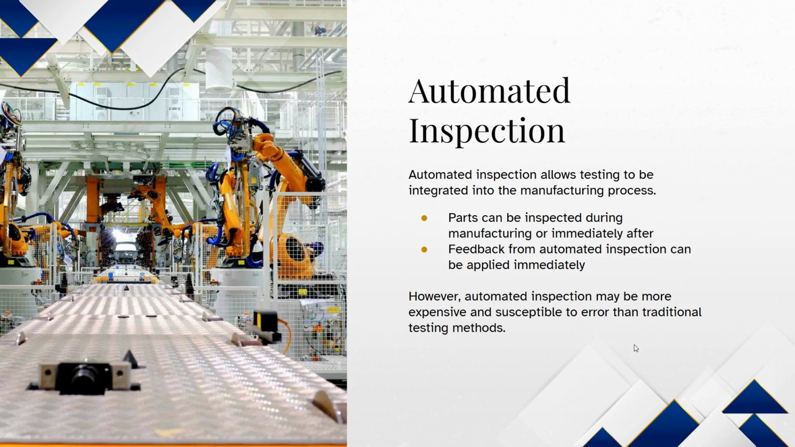I find it really important that parts can be inspected during the manufacturing stage, and feedback from that inspection can be put back into the manufacturing controls to make sure any mistakes are corrected within the loop. Still, automated inspection is expensive to start up and maintain, and may be more susceptible to error when compared to the more traditional testing and inspection methods, just from the precision required for those digital sensors.